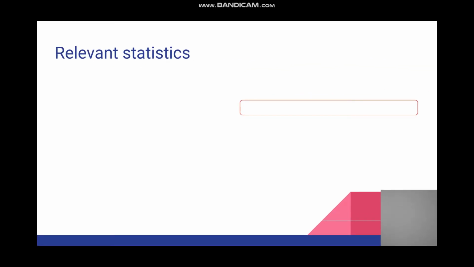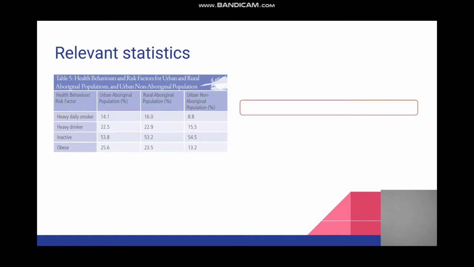In the slides, I have done screenshots for these risk factors for urban Aboriginal peoples. The figure enhances our understanding of the current status of unhealthy lifestyle in Aboriginal society. Heavy daily smokers are 14.1%, nearly double the figure compared with the non-Aboriginal population, and there are also higher rates for alcohol consumption. And we can find that the most serious one among all of them is obesity.